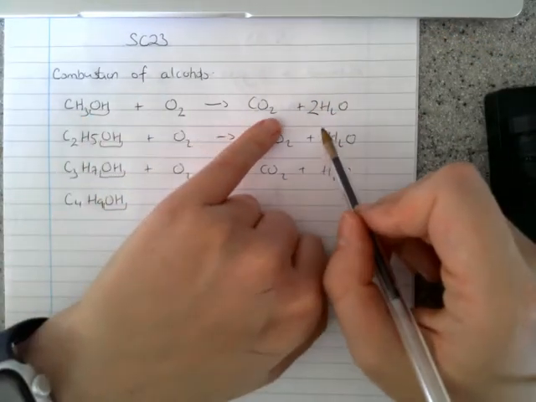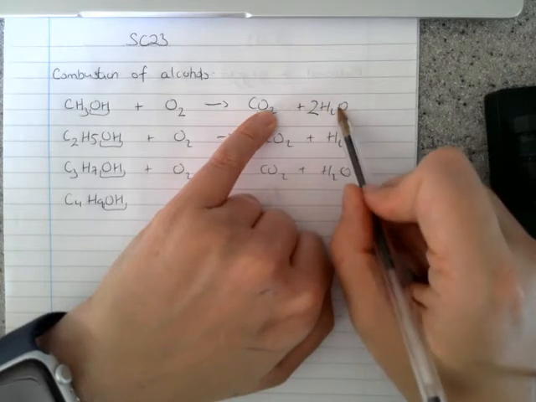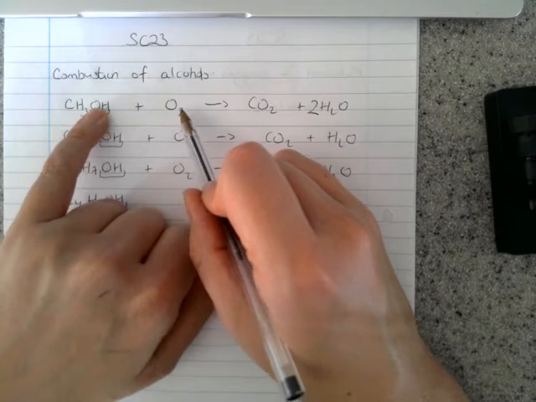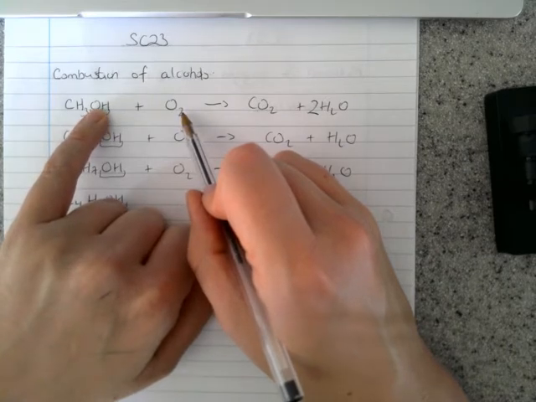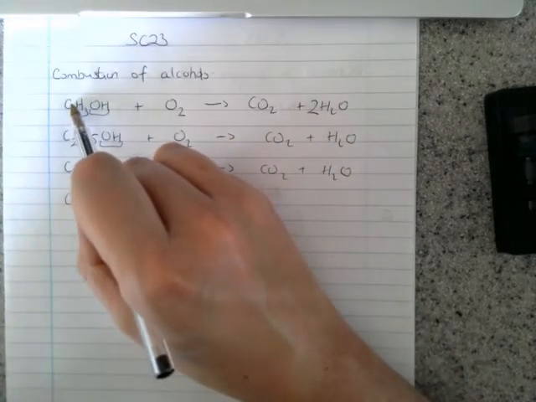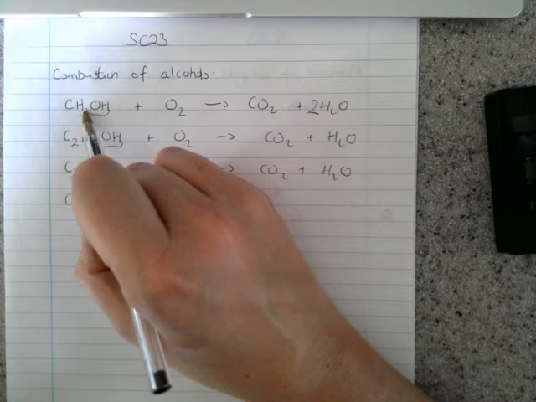And then if I look at my oxygens, I've got 2 from the CO2 and I've got 2 here from the water. So I've got 4 oxygens on the right, and on the left hand side here, you'll see that I have got 3. So what I'm going to do, I don't want to put any number in front of the methanol because that's going to change the carbon and it's going to change the hydrogen, and it's just going to be a bit of a mess.